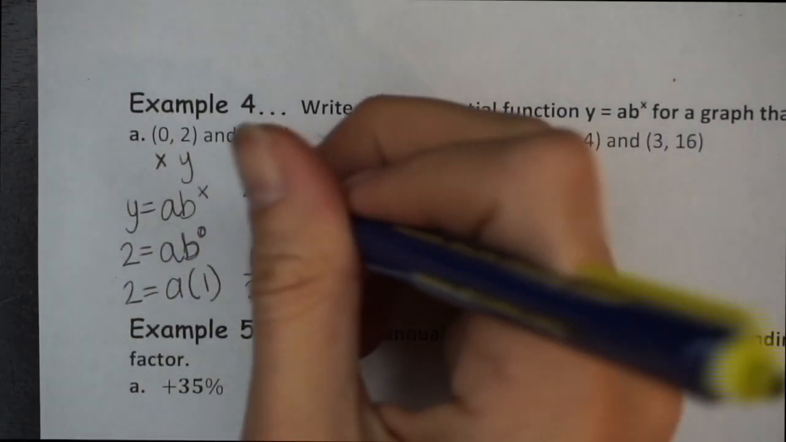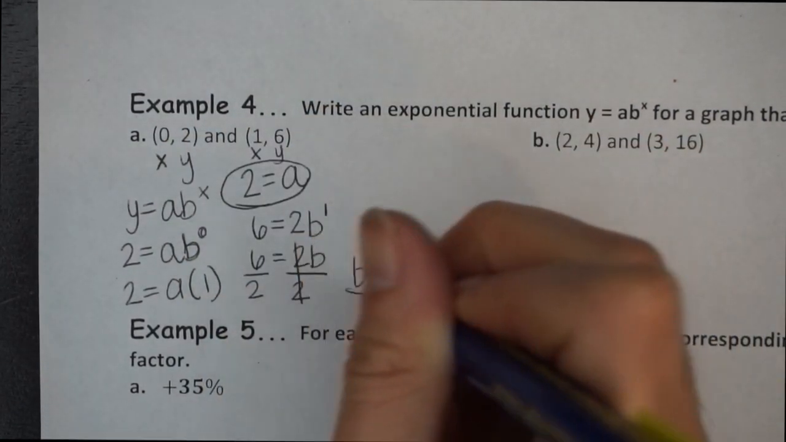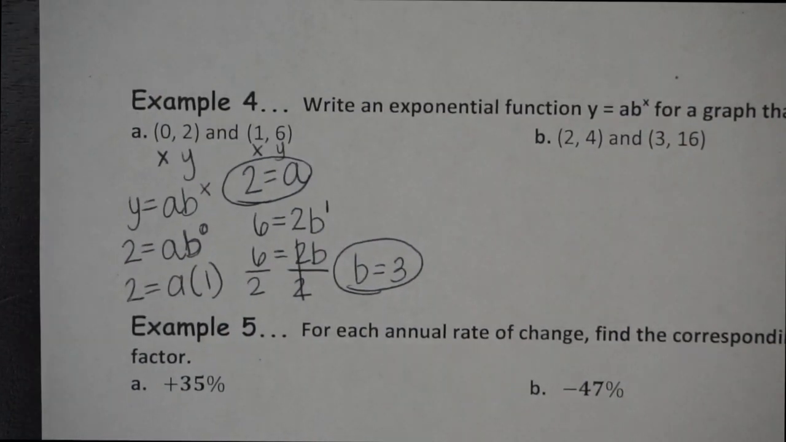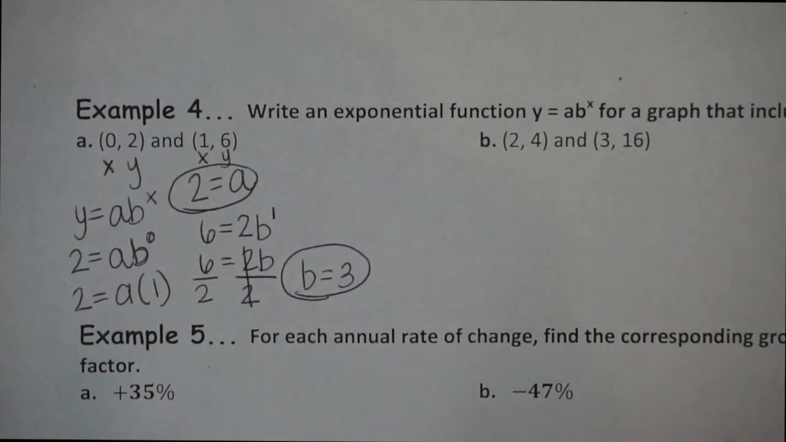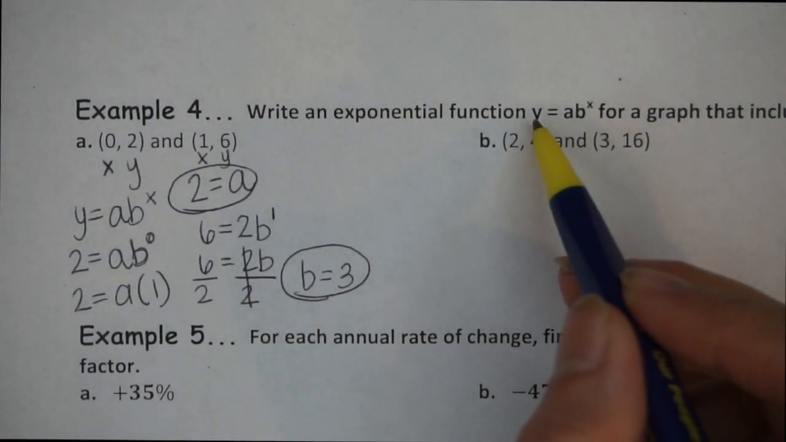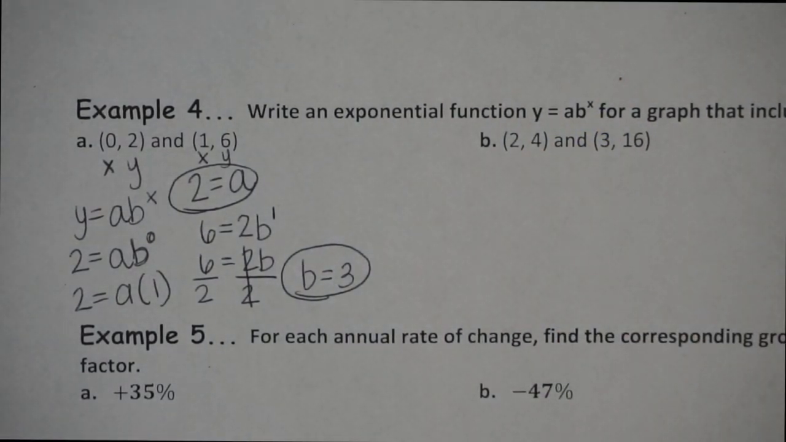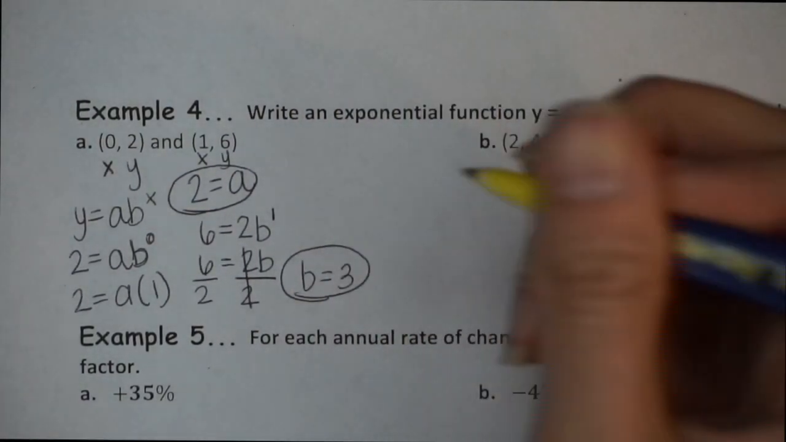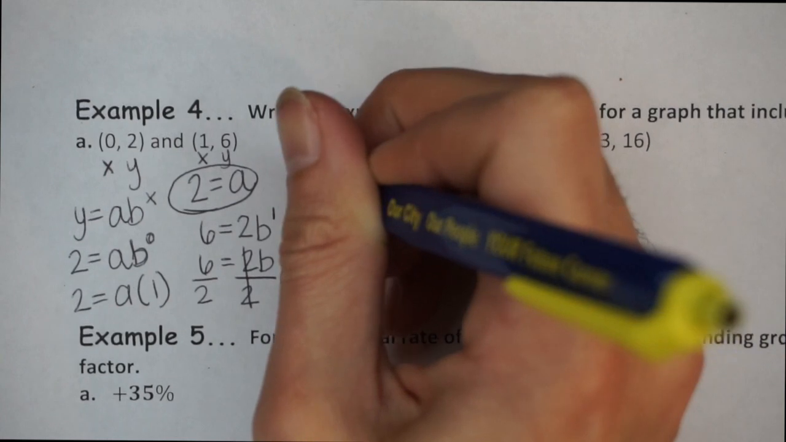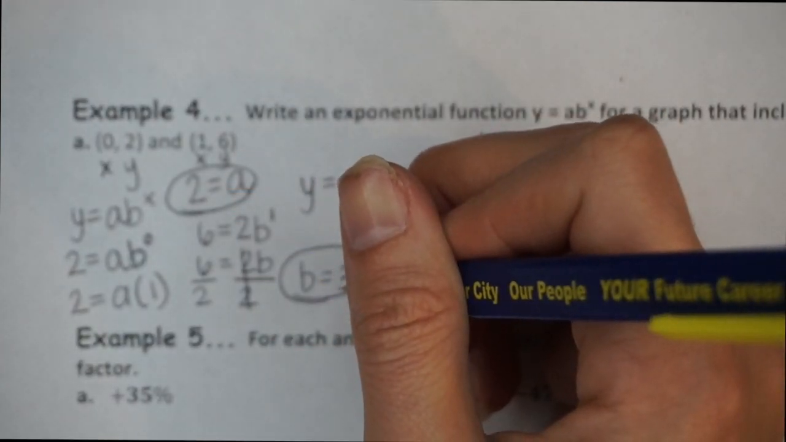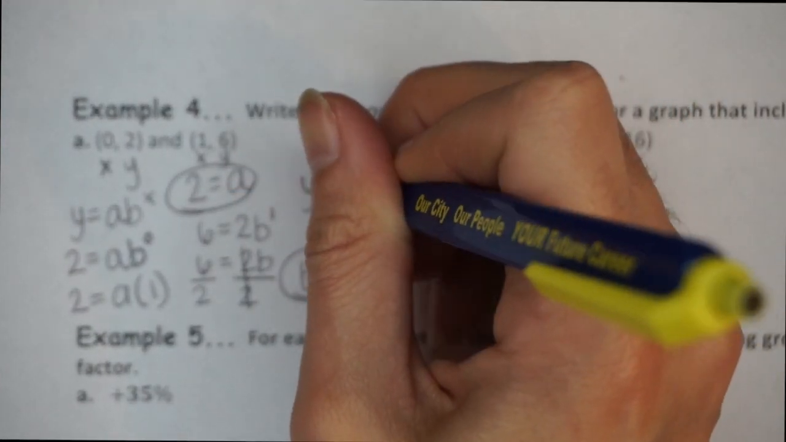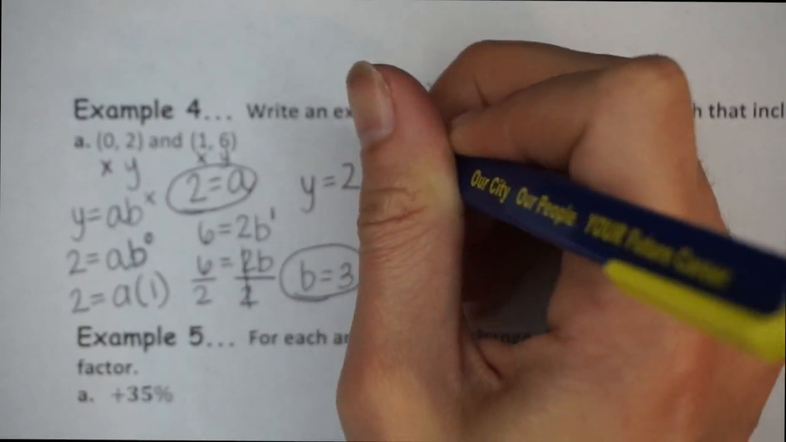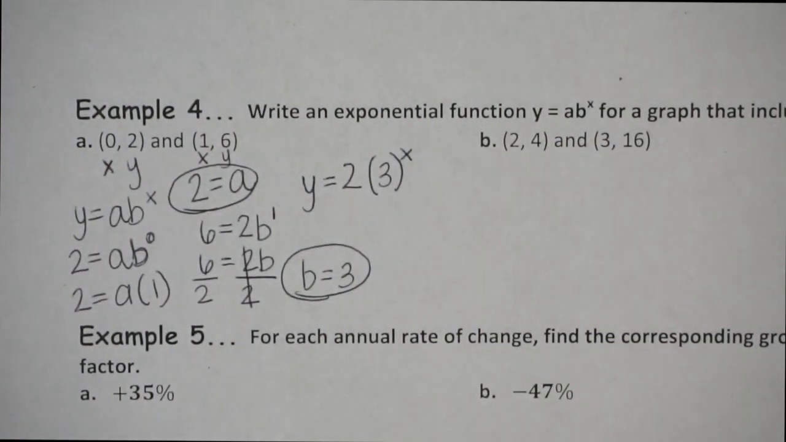Now that we know our a value and our b value, we can fill out the final equation. This time we don't have to plug in a y or an x because we know our a and b values. Our final equation, our exponential function, will be y equals a times b, so 2 times 3 to the x power.